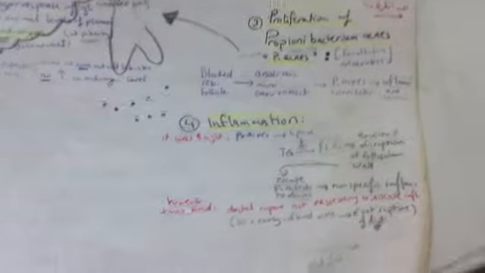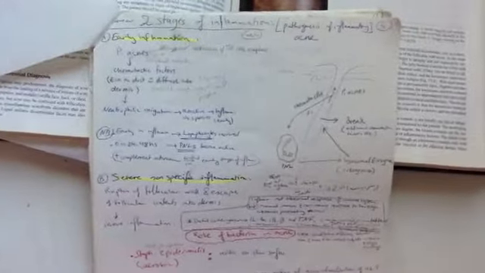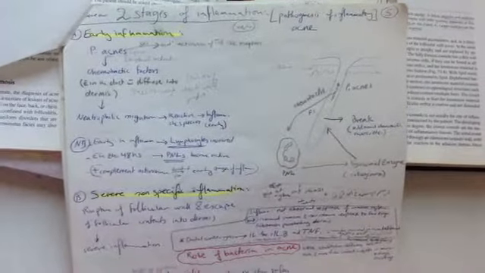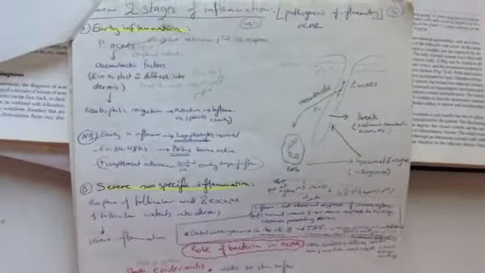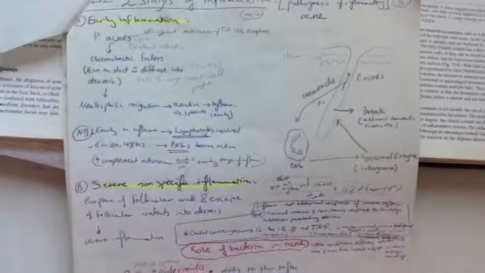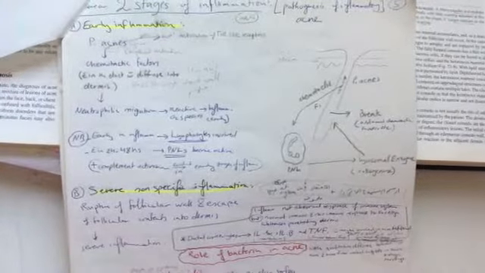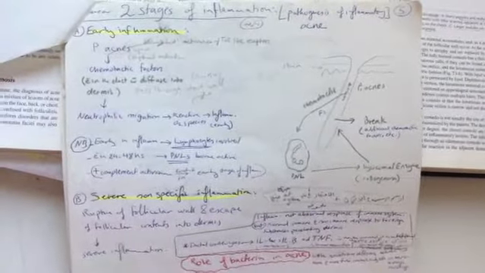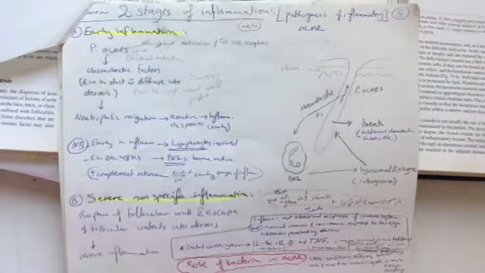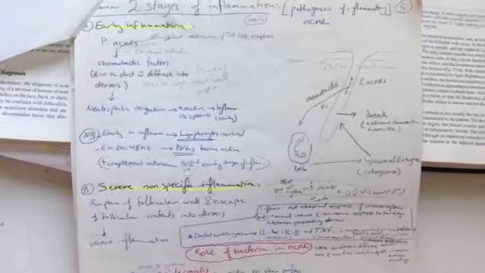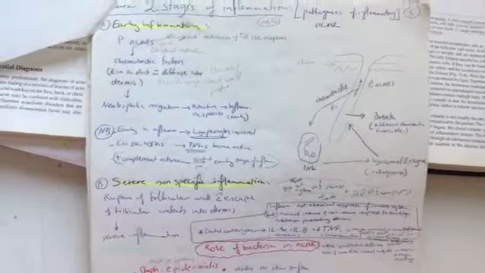So the inflammation actually is of two types, as we will see here: early inflammation and severe non-specific inflammation. So we will talk about the two stages of inflammation, or the pathogenesis of inflammatory acne. The early inflammation is related to Propionibacterium acnes. It causes three things: activation of toll-like receptors, lipase secretion, complement activation, and chemotactic factors. We will talk about chemotactic factors.